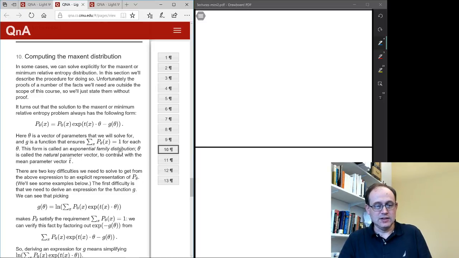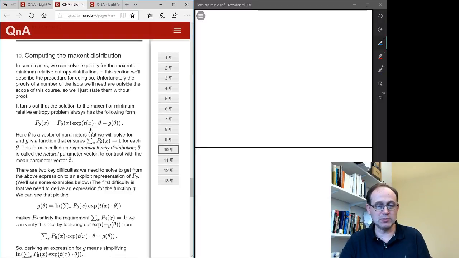the solution to the Maxent problem or to the minimum relative entropy problem, it turns out, this is the first fact I'm going to state without proof, always has this form: it's some distribution p theta of x, so capital X is our random variable, little x is a possible value of that random variable, theta is a parameter that we're going to have to compute later, and so we have a distribution p theta that has the following form. It's going to be p0 of x, so remember that p0 was our base measure for minimum relative entropy, times this thing, e to the t of x dot theta minus g of theta.